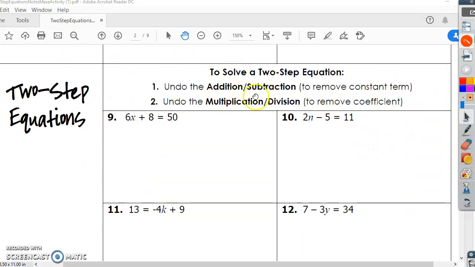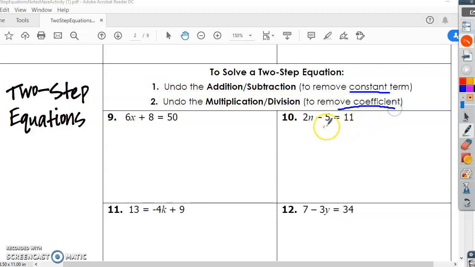Some of the things we need to keep in mind for solving these problems: to solve a two-step equation, undo the addition or subtraction to remove the constant term. Remember, a constant term is a number by itself. So whenever we see a constant, meaning negative 5 over here, positive 8 here, and 7 over here, that means we need to get rid of these constants, if needed, by doing addition or subtraction. Now, you undo the multiplication or division in order to remove the coefficient.